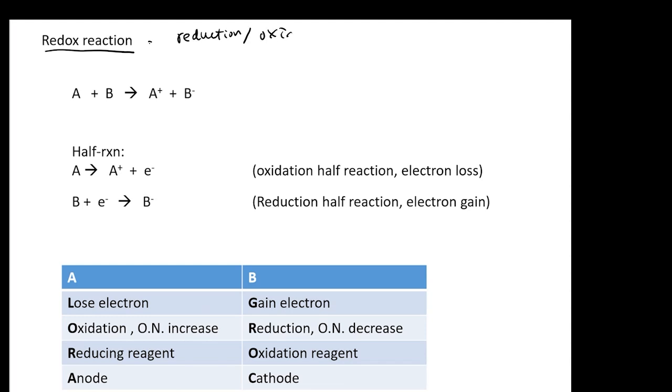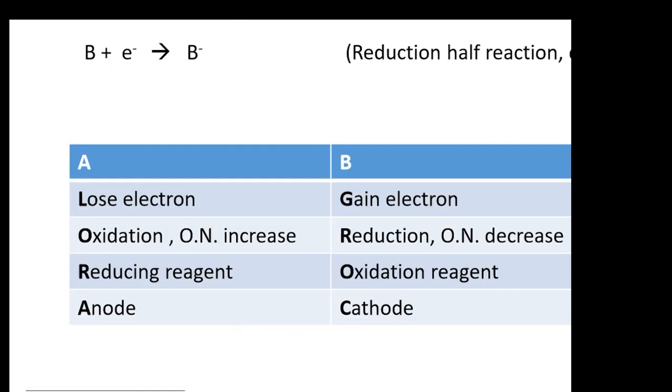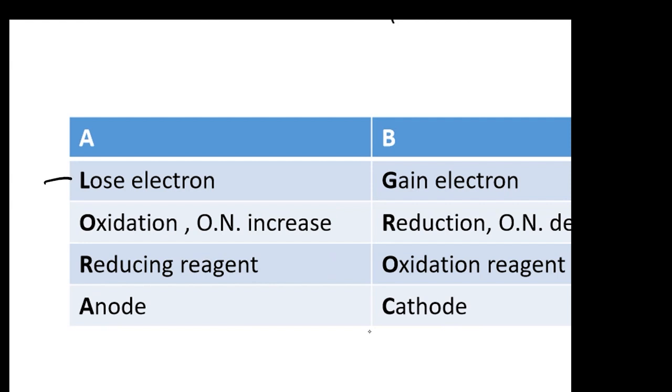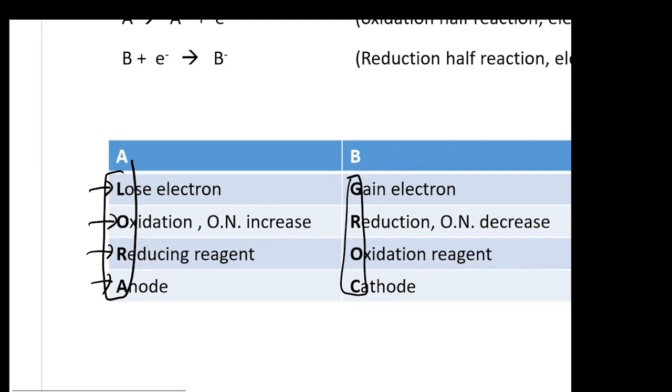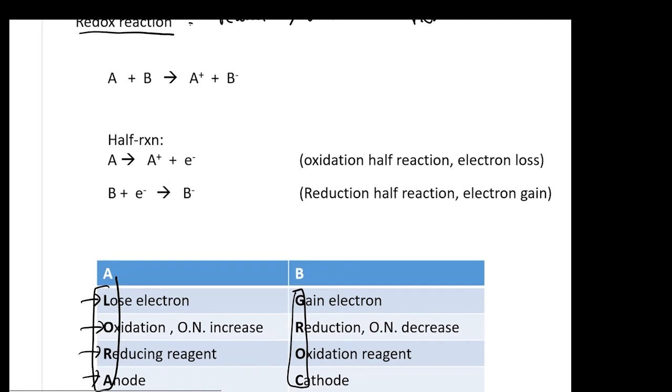Reduction and oxidation reactions always come together. Just a quick reminder: if you lose electrons, you undergo oxidation and can serve as a reducing agent, which always happens at the anode in an electrochemical cell. LORA means the oxidation reaction, and GROC means the reduction reaction, just a refresher of your memory. So we're going to use LORA and GROC here too.